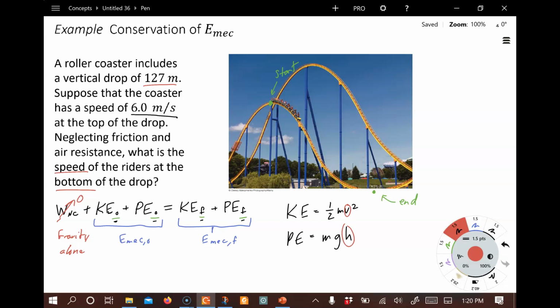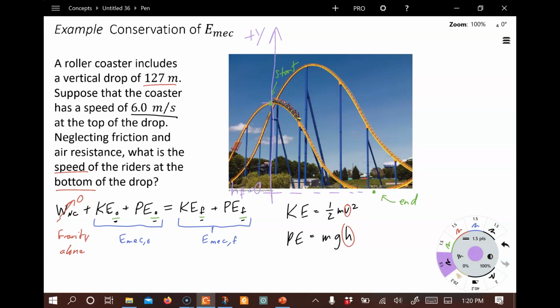I'm going to start by doing the h value. So I want to draw a coordinate axis here. So h is only straight up and down. I'm going to call this a y-axis. Now I'm free to choose my zero position wherever I want. I'm going to pick it to be at the bottom, the end point. So h final equals 0. I chose that.